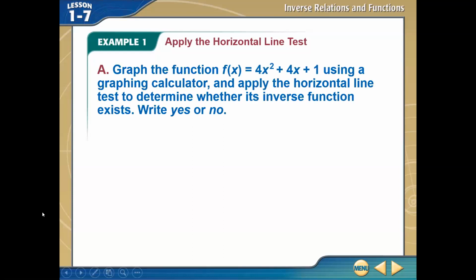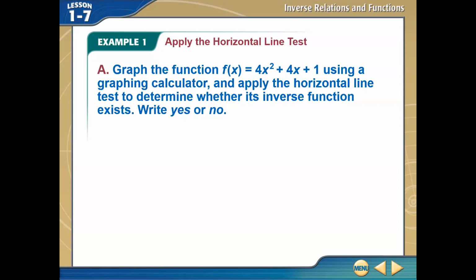Graph the function 4x squared plus 4x plus 1 using your graphing calculator and apply the horizontal line test to determine whether its inverse function exists. Yes or no? Honestly, we could answer this question without having to graph it, because we know what graph shape this should be. The parent graph to this would be x squared.